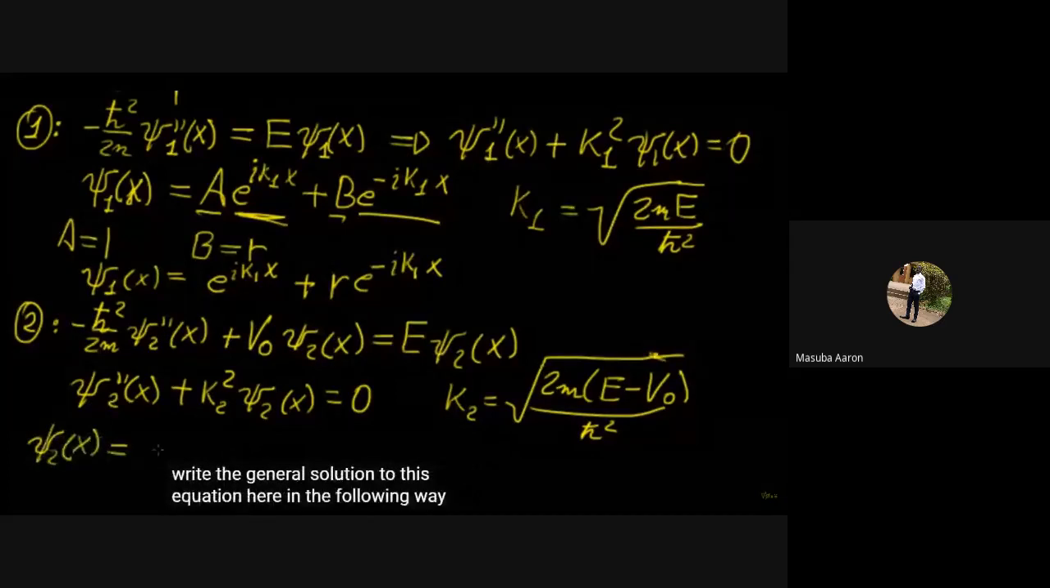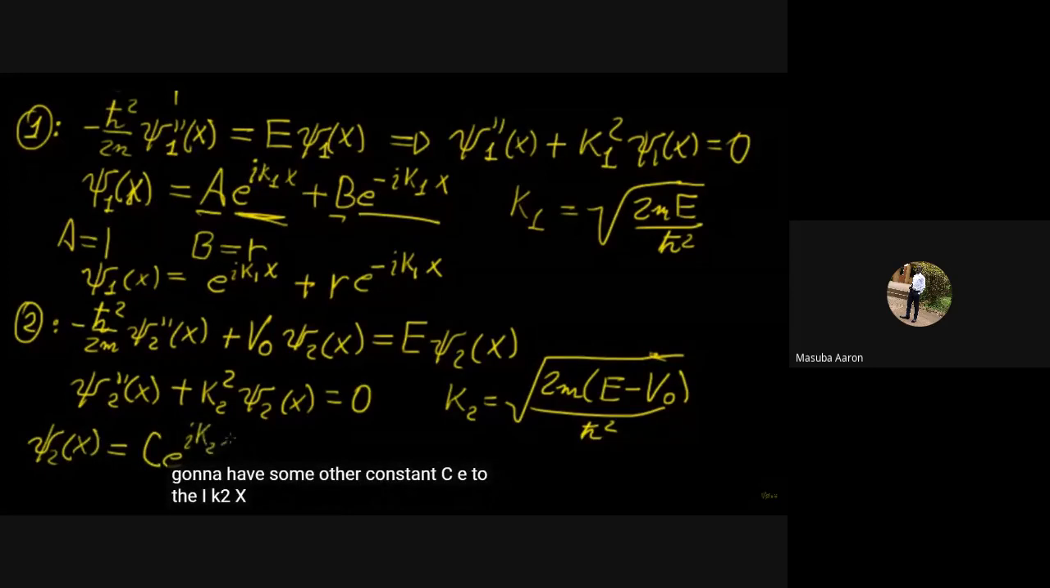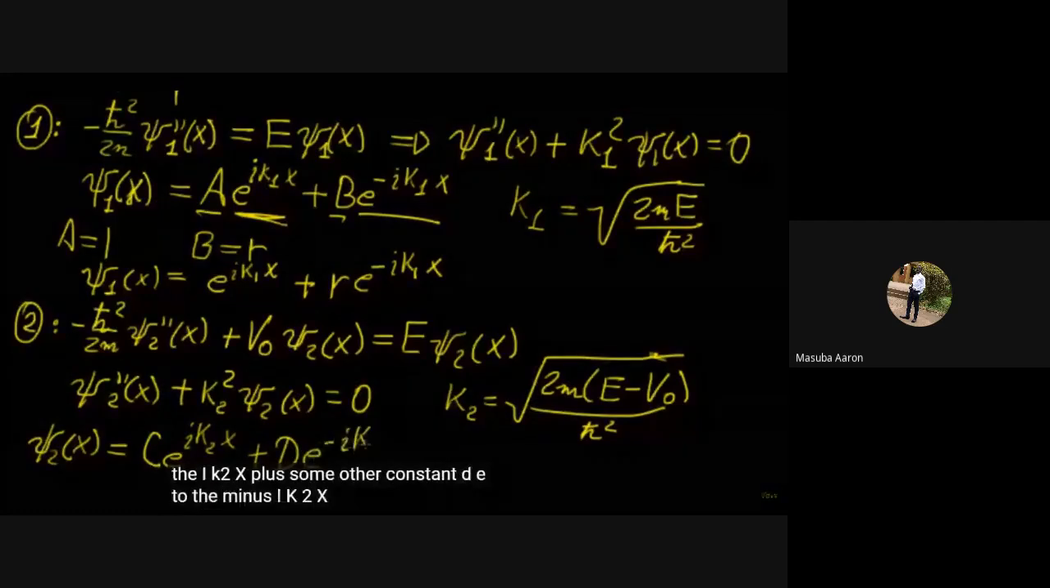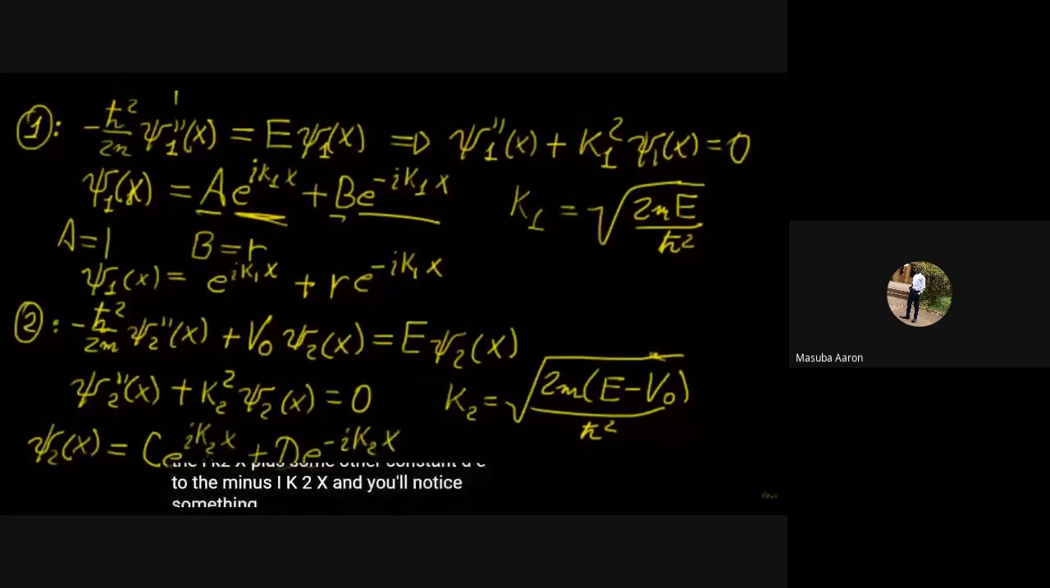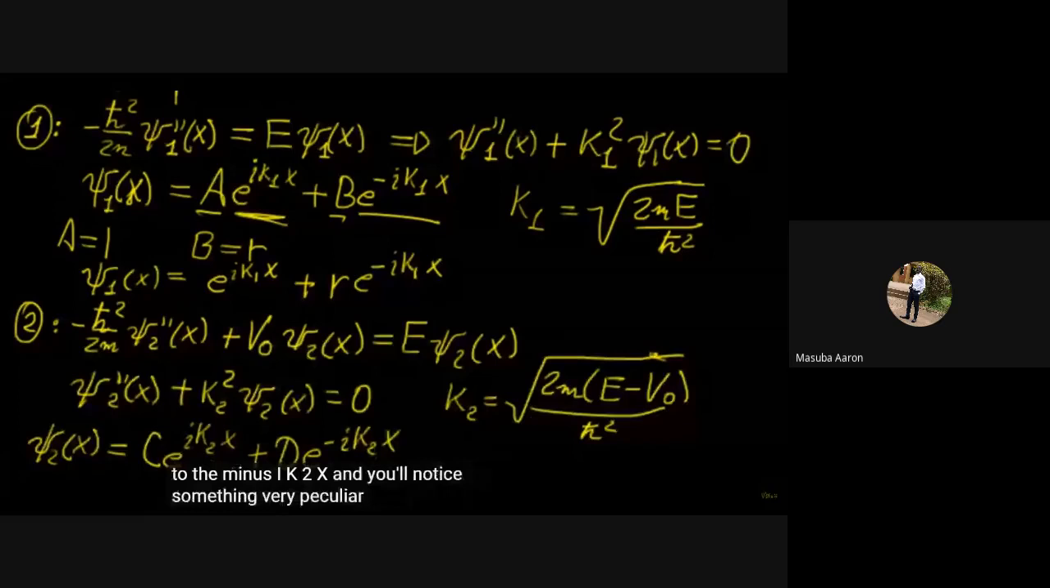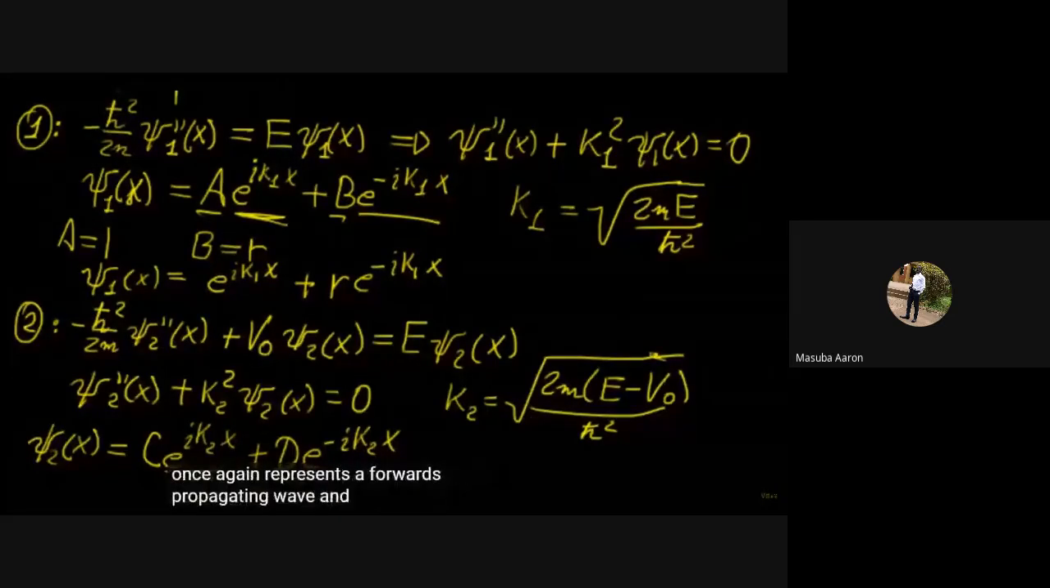We're going to have some other constants, C e^(ik2x) plus some other constant D e^(-ik2x). And you'll notice something very peculiar about this. This, once again, represents a forwards propagating wave, and this represents a backwards propagating wave.